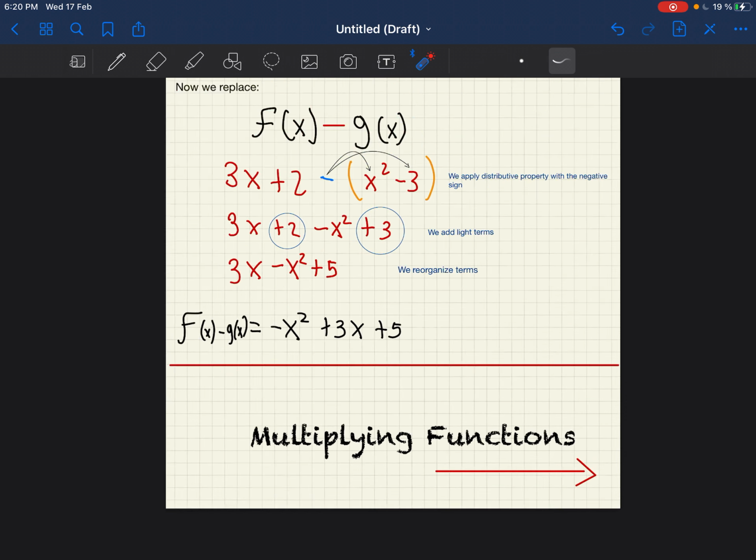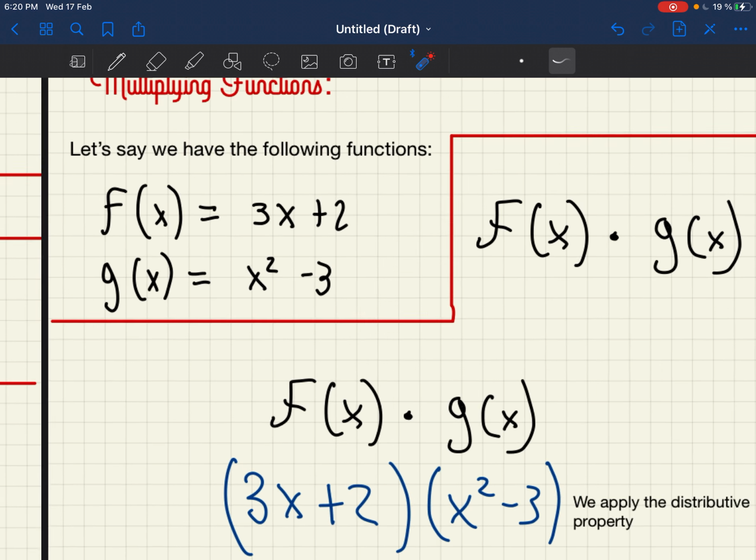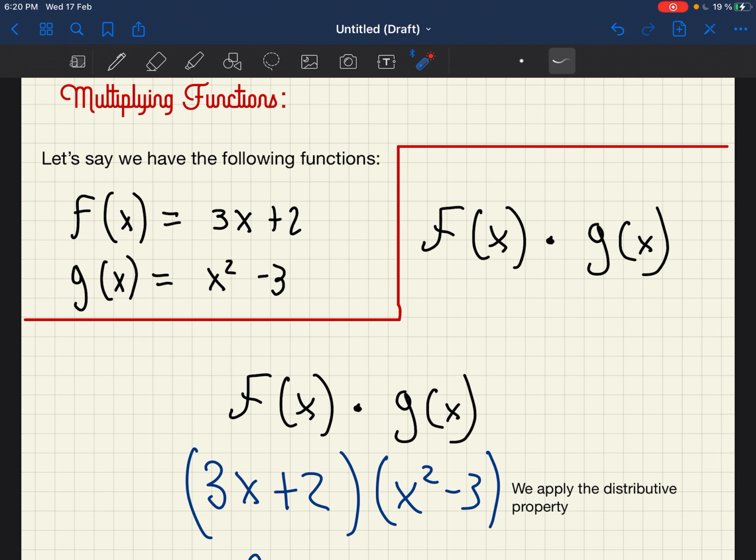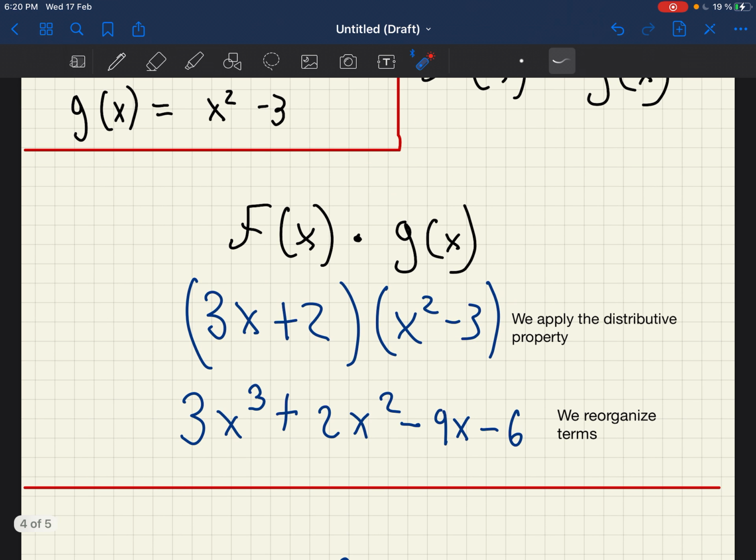Now we're going to multiply functions. These are the same functions as before, and this is the formula. So now we have to apply the distributive property. We'll have parentheses in order to do that. So first we will have 3x multiplied by x squared, which will give us 3x to the third power. Then we will have 3x times minus 3, which will give us minus 9x.